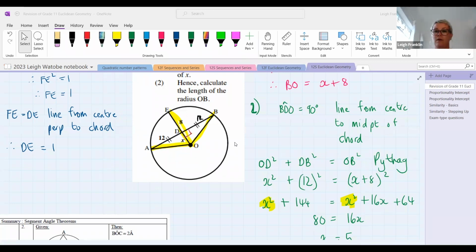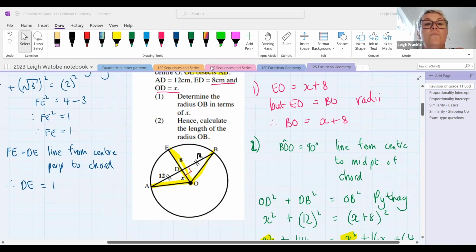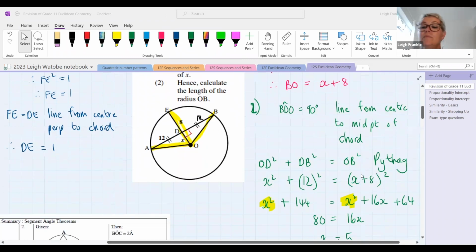Hi, ma'am. A lot of times I get confused when we have x squared plus 144, which equals x squared plus 16x plus 64. Do we take the 144 to the right, or do we take the 64 to the left?